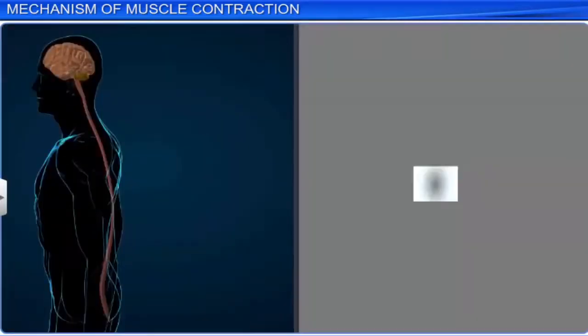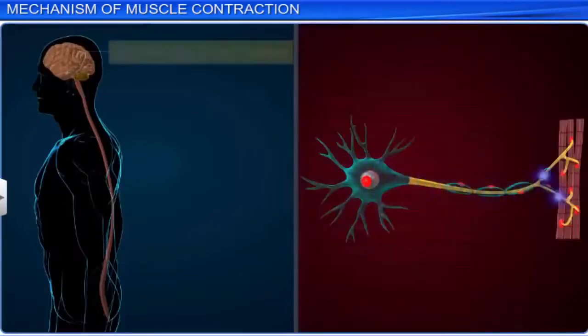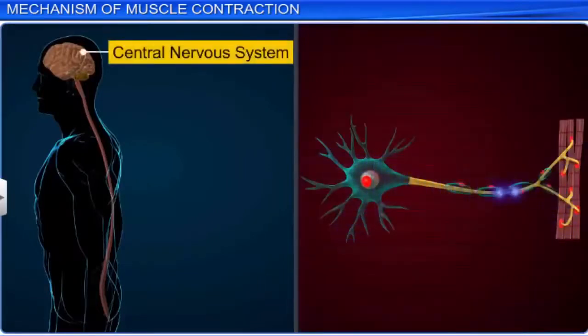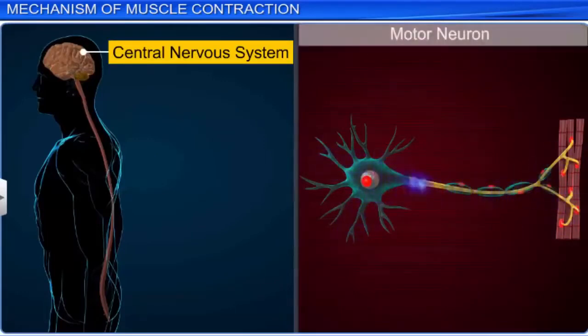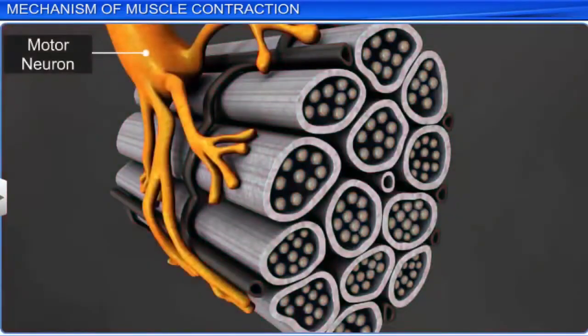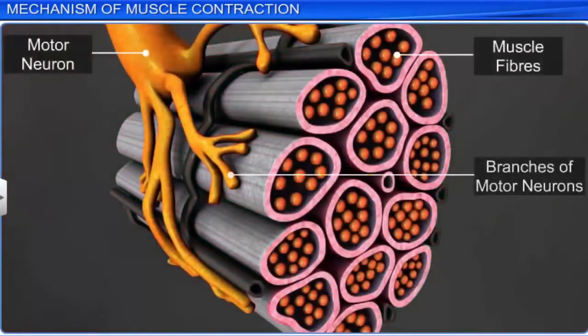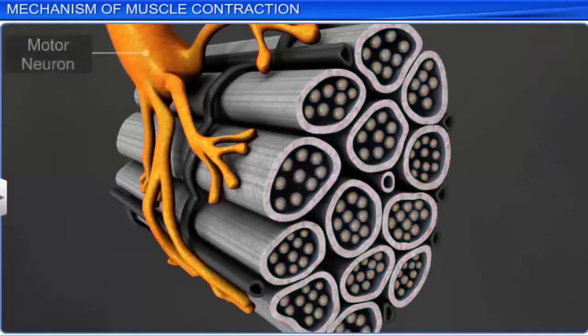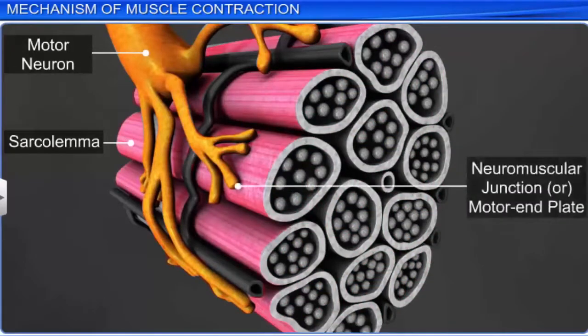To start a muscle contraction, the central nervous system or CNS sends a signal via a motor neuron. The motor neurons, along with the connected muscle fibers, form a motor unit. In fact, the junction between a motor neuron and sarcolemma of the muscle fiber is called the neuromuscular junction or motor end plate.